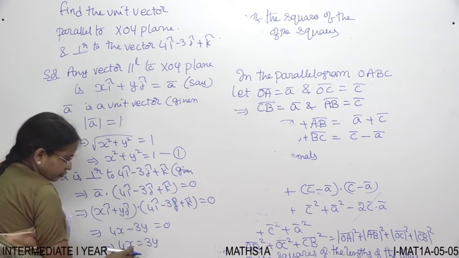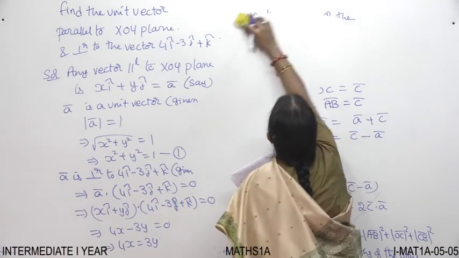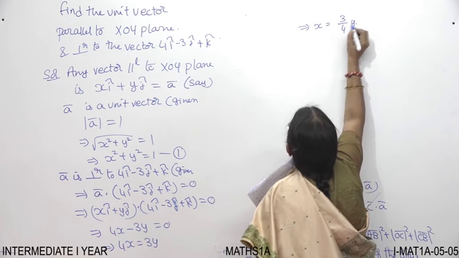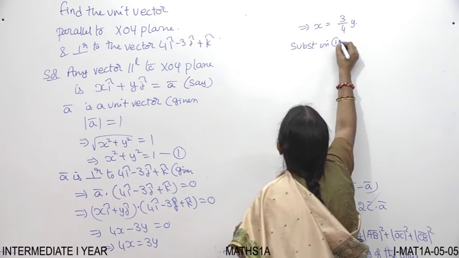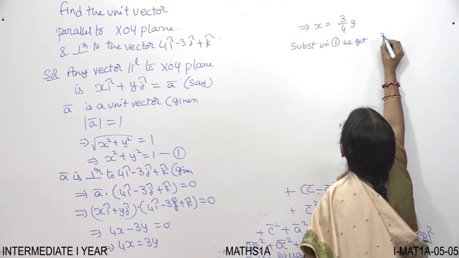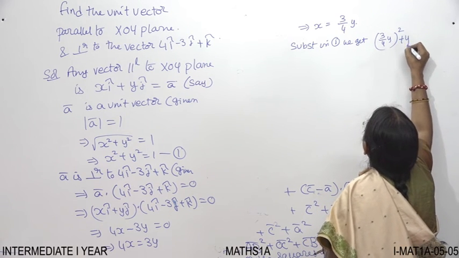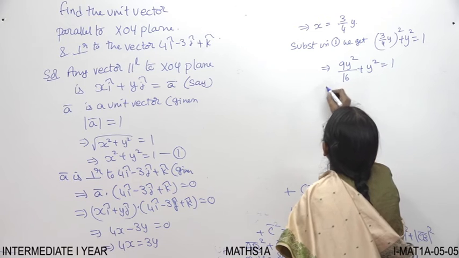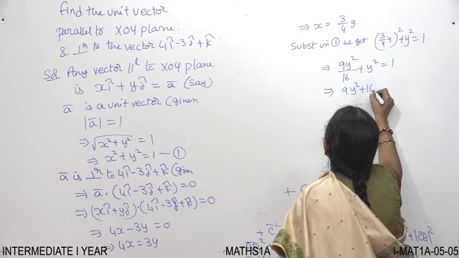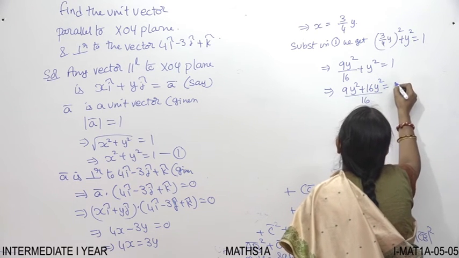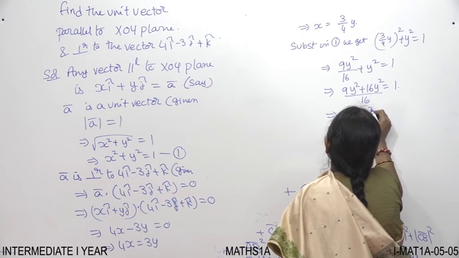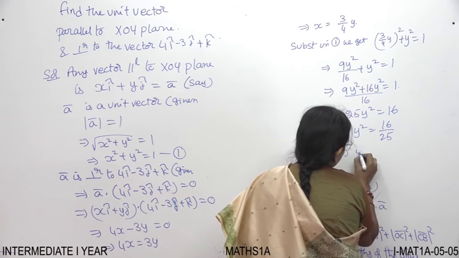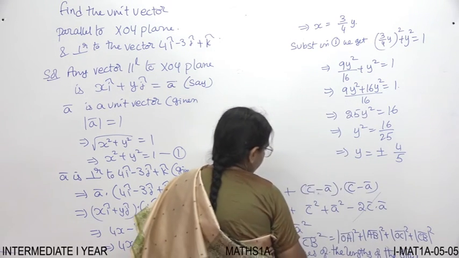Now solve these two, equations 1 and 2. From this we'll find out the x value. So x is equal to 3 by 4 into y. Now substituting in 1, we get x square plus y square: 3 by 4 y whole square plus y square is equal to 1. So that means 9y square by 16 plus y square is equal to 1. Taking LCM, 9y square plus 16y square by 16 is equal to 1. So 25y square is equal to 16. So y square is equal to 16 by 25. So y is equal to plus or minus 4 by 5.